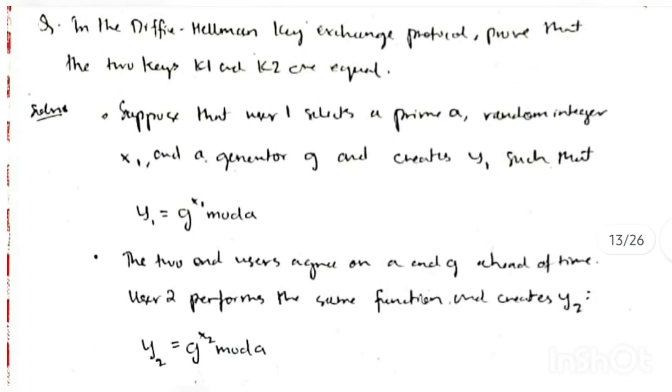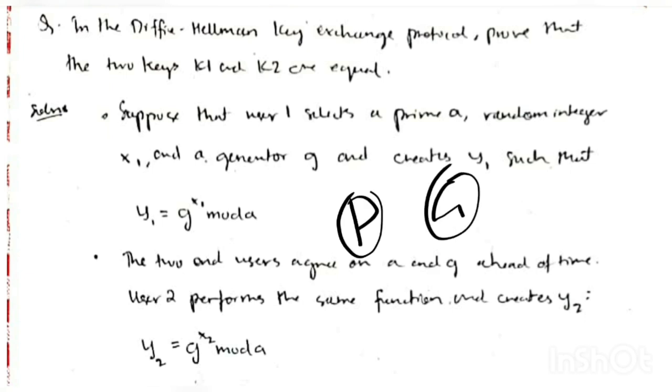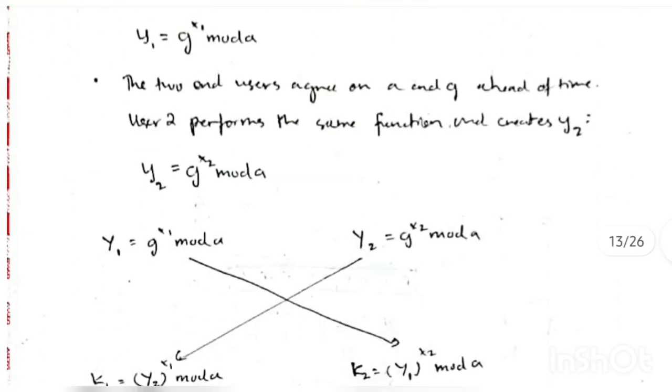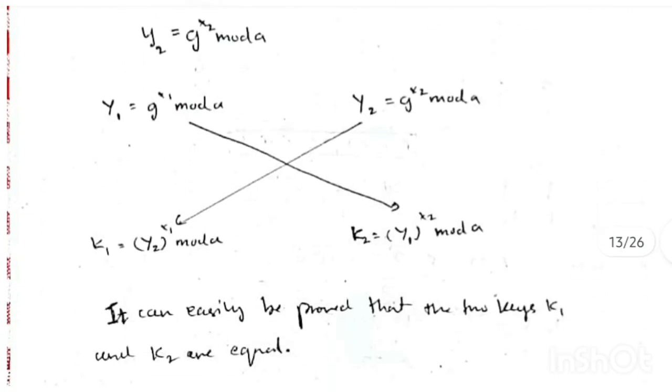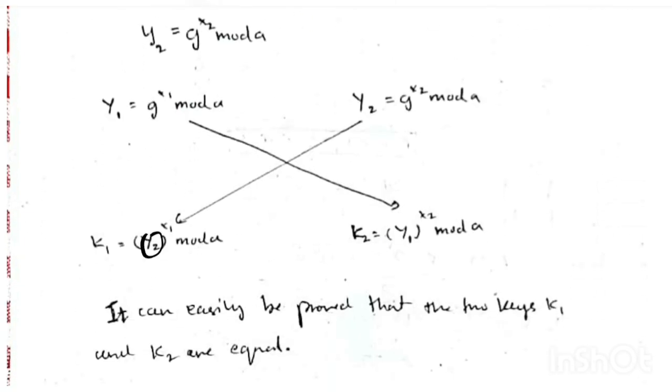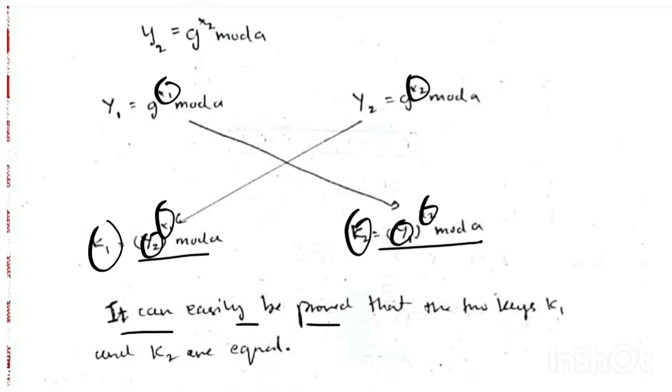Here we have two numbers, p and g, and write the formula the way you understood it. After calculating the formula for y1 and y2, the values are exchanged. Y1 will come here and y2 will come here. Then y1 and y2 are raised to x1 and x2 from the previous step. These two answers will be the same, k1 and k2. It can easily be proved that the two keys k1 and k2 are equal.